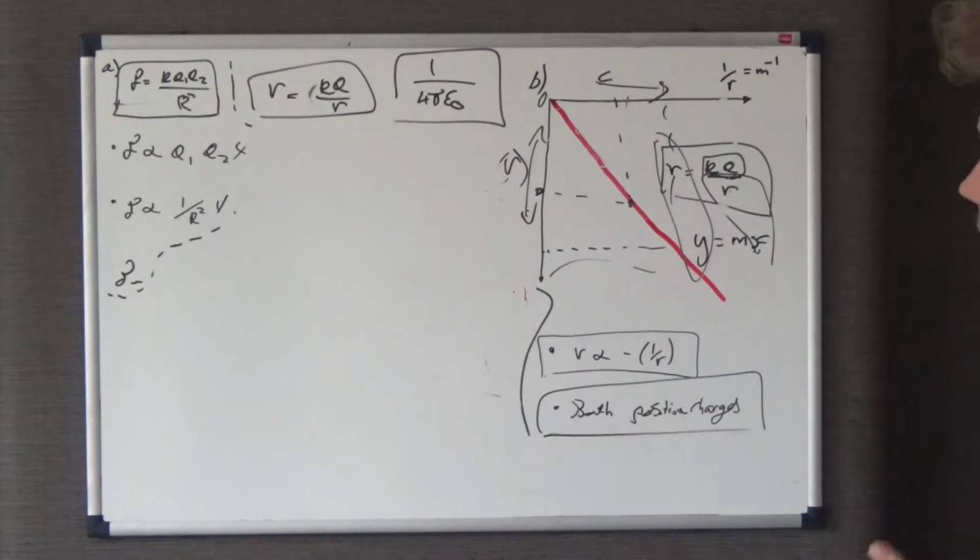Okay, so as I was saying, that's the gradient. The gradient is k times Q, so it's the charge times that.